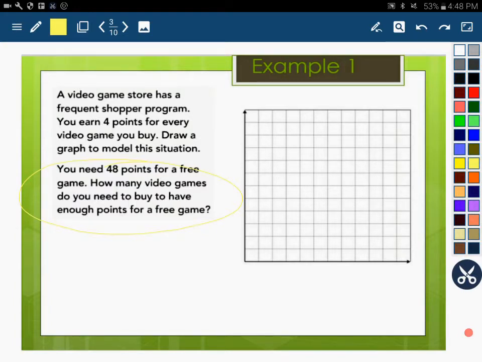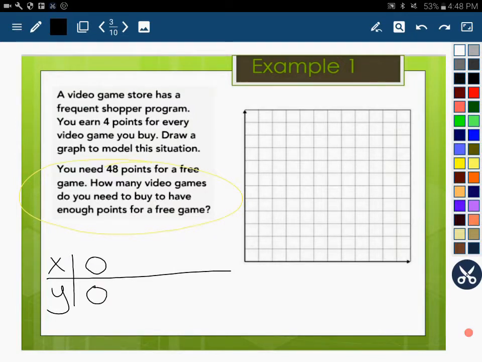The way we're going to do that is we're going to create a table of randomly picked values. Now I say random, but you can pick these values to be as easy as you want them to be. So for instance, the whole idea here is I should see values where I get 4 points for every 1 game. So if I buy no games, let's call X the games. If I buy no games, I would get no points. So I'm going to label that as well. I'm calling X the games, and I'm calling Y the points.